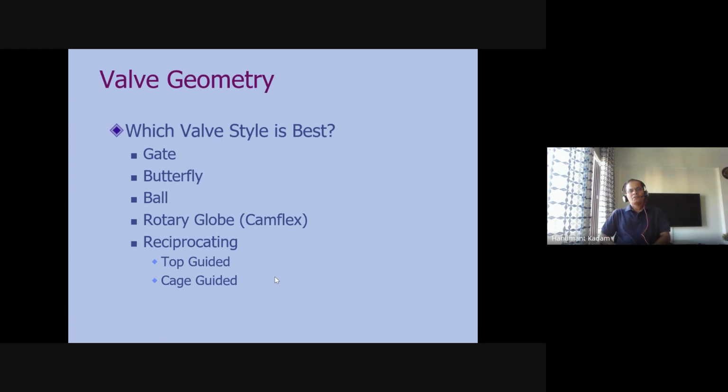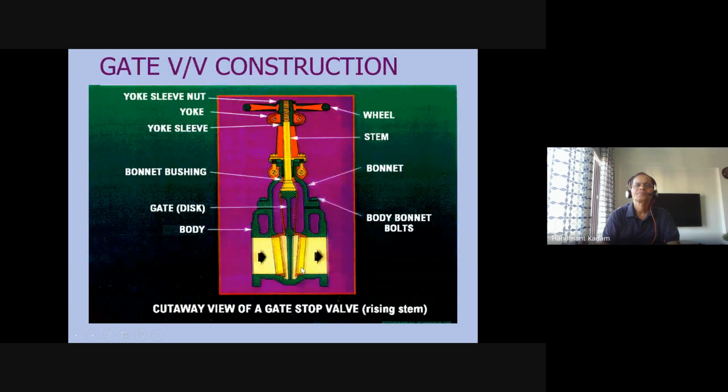The valve geometry means the type of shape of the valve style. Which valve style is best? Gate valve, butterfly, ball valve, rotary, reciprocating, top guided, cage guided, it's like this. So one of the valves, you can see the construction here, gate valve, cutaway gate valve.